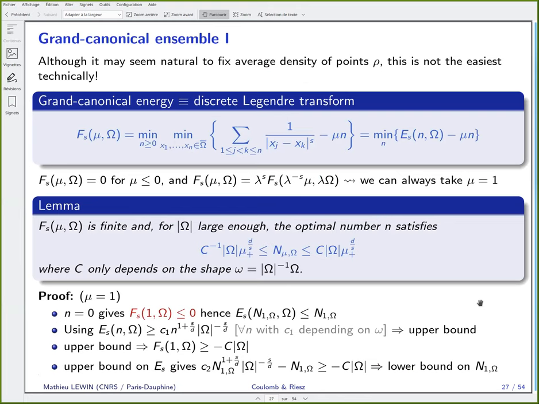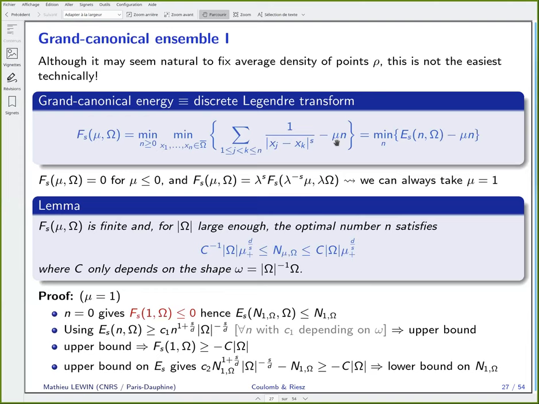So now I'm going to speak about the grand canonical ensemble. So from the presentation I gave you, it seems very natural to fix the average density of points, rho, and then do the limit. But it turns out that this is not at all the easiest technically. So there's a trick which is called in statistical physics, the grand canonical setting, which is going to allow us to do much more. So what is the grand canonical ensemble? What we will do, we will not fix exactly the density directly, but we will fix it in an indirect way using a dual parameter mu.